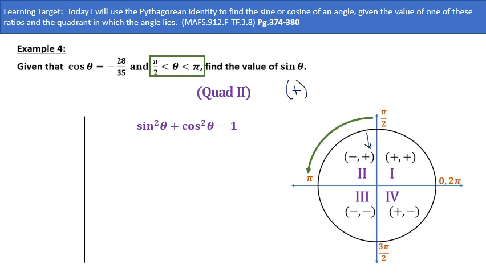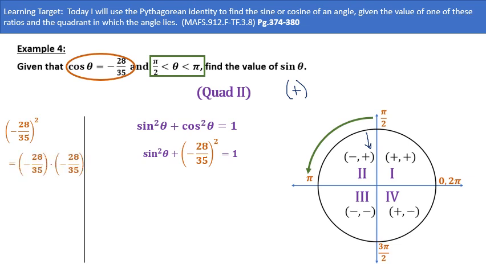All right, start with your identity. Pythagorean identity is sine squared theta plus cosine squared theta equals 1. What do we know? We know that the cosine of theta is negative 28 over 35. So we've got to square that. Negative 28 over 35. Here's where you need a calculator. Negative times a negative is going to be a positive. Now let's multiply straight across and hope we don't type this in wrong.